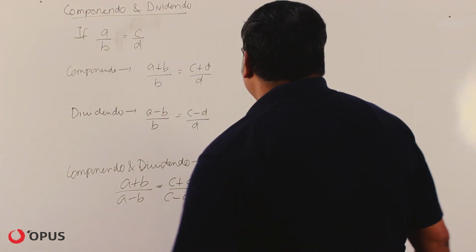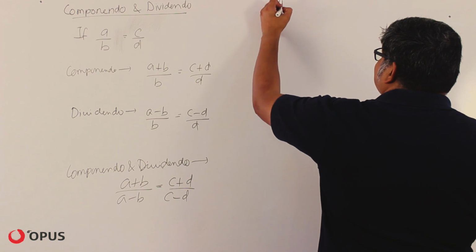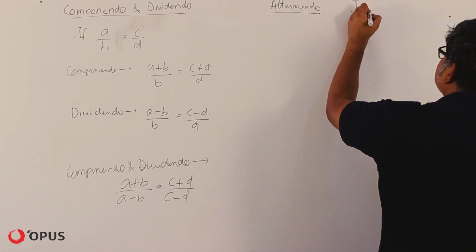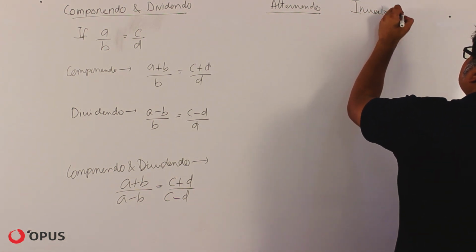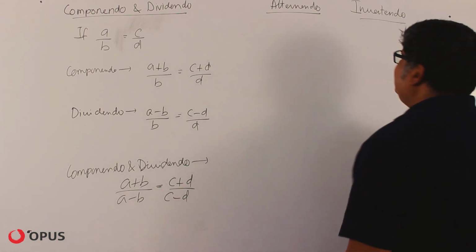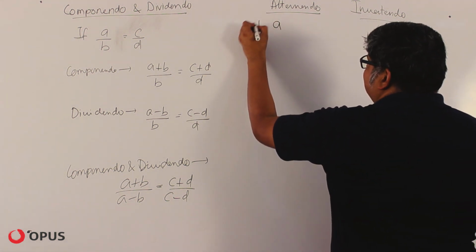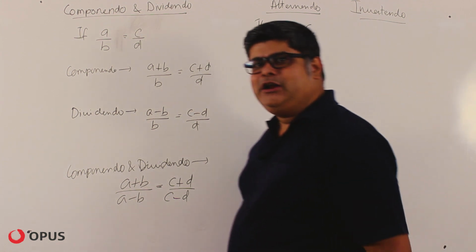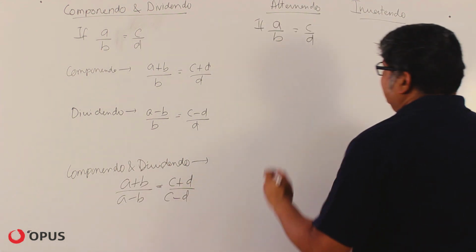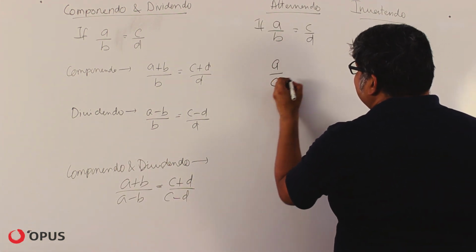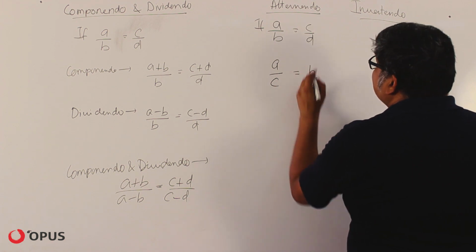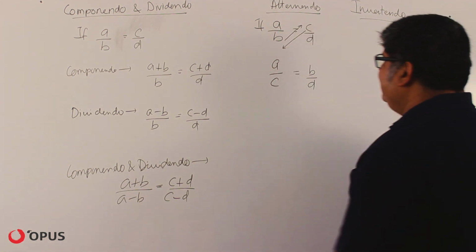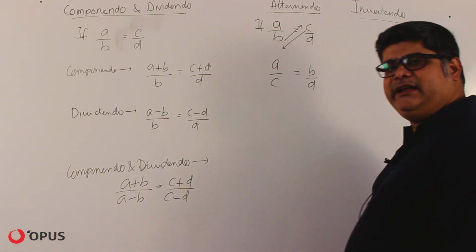Now there are two more things which we call alternando and invertendo. Now what is alternando? If A by B is equal to C by D, that means if these two ratios are equal to each other or they are in proportion, we can say that A by C is equal to B by D. This is alternando. That means this comes in here and this goes in there.